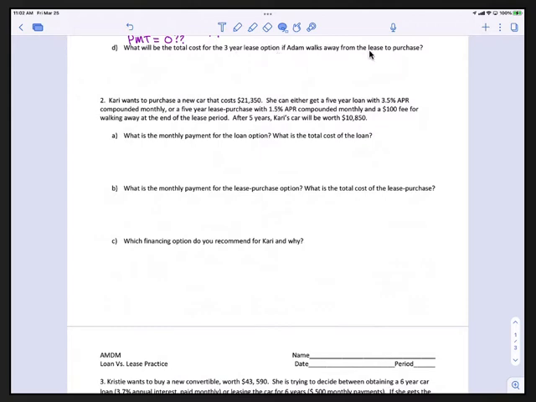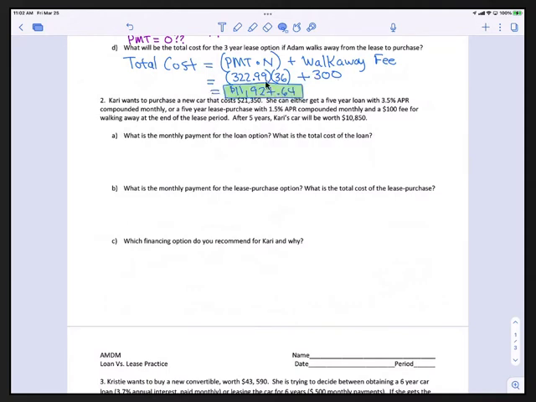All right, for question D, it says, what will be the total cost for the 3-year lease option if Adam walks away from the lease to purchase? To figure that out, the total cost is going to be your monthly payments times the number of payments plus the walkaway fee. The monthly payment was $322.99, and you're paying it for 36 months, so times 36. And then you pay a walkaway fee of $300, and that calculates to be $11,927.64.